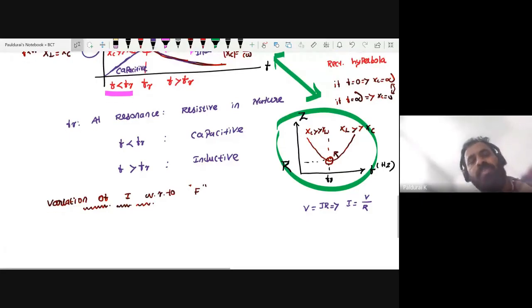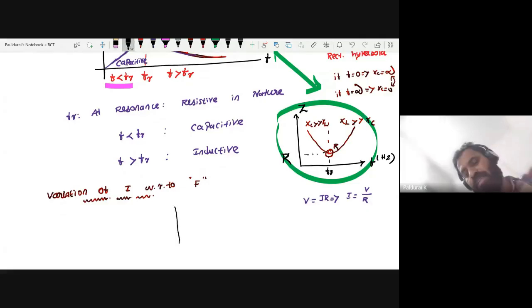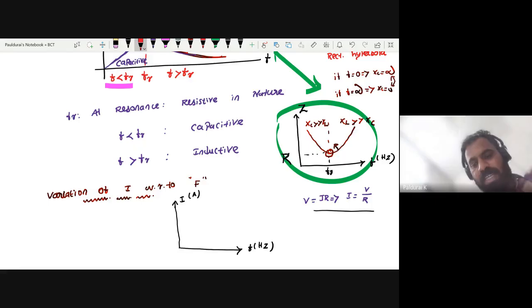Now if we sketch, here again frequency in terms of hertz, but this time this is current I, in terms of ampere or milliampere. If we plot this curve, how will the curve look? Any guess? From the relation I equal to V by R, both are inversely proportional to each other. So will you get a curve like this, or a curve like this?